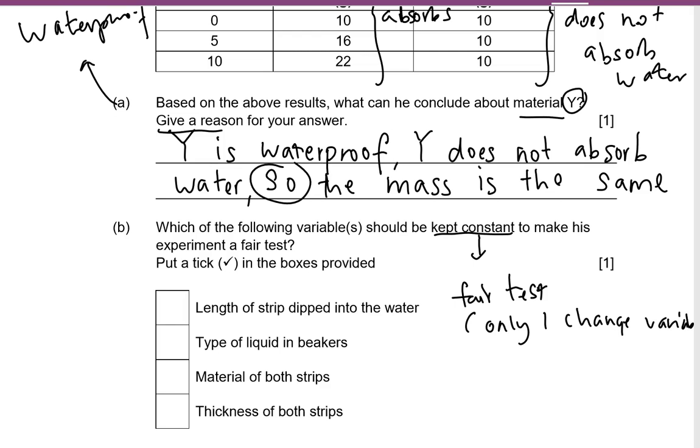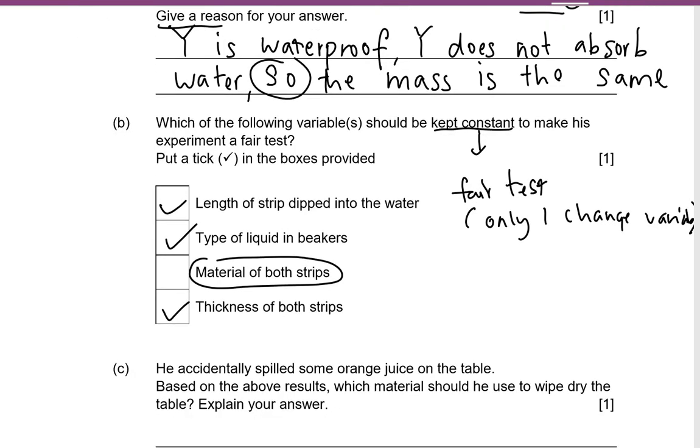So your length of the strip must be the same, your type of liquid must be the same, your thickness of the strip must be the same. The only thing that will change is the material, right? Because you want to see which material is waterproof or not. So there should be 3 ticks, only one changed variable. In all fair tests, there's only one thing you changed. So the others must be the same.